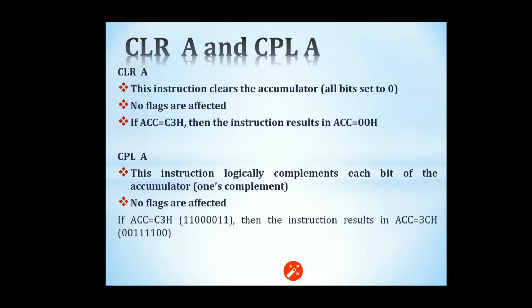CLR A and CPL A. CLR A. This instruction clears the accumulator. That means all bits present in the accumulator are set to 0. In this instruction, no flags will be affected. For example, if the accumulator is C3H, then this instruction results in the accumulator data being 00H.